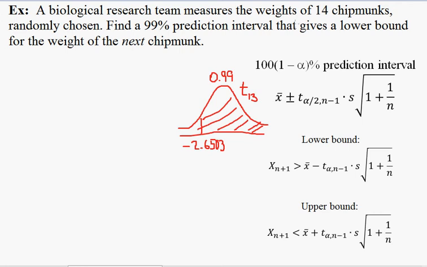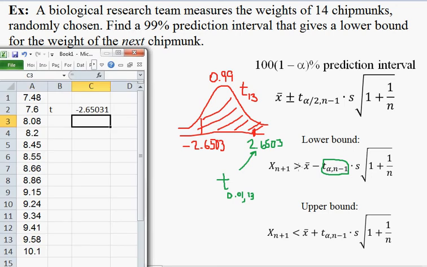Okay, and on the positive side, the corresponding mark on the positive side would be positive 2.6503. And the positive number would be the t 0.01, comma 13. So in the formula for the lower bound that we're going to use, the t, this part here by itself, is a positive number, so that minus that becomes the negative number. Okay, so now we're in the form to find what the error is.